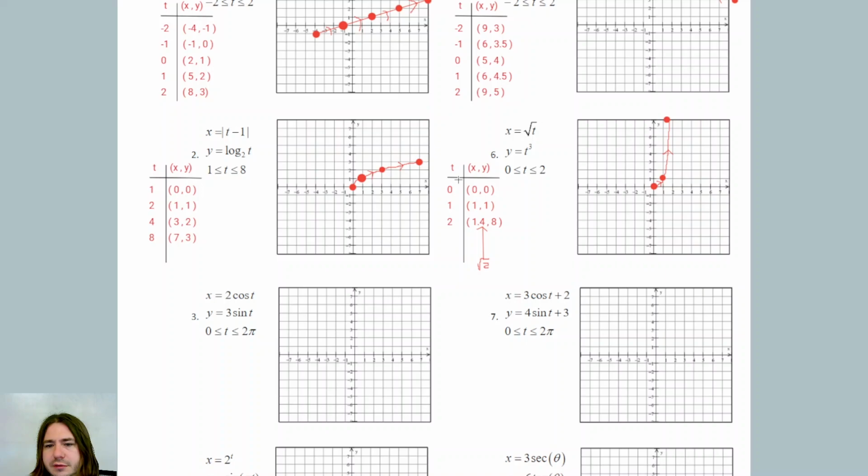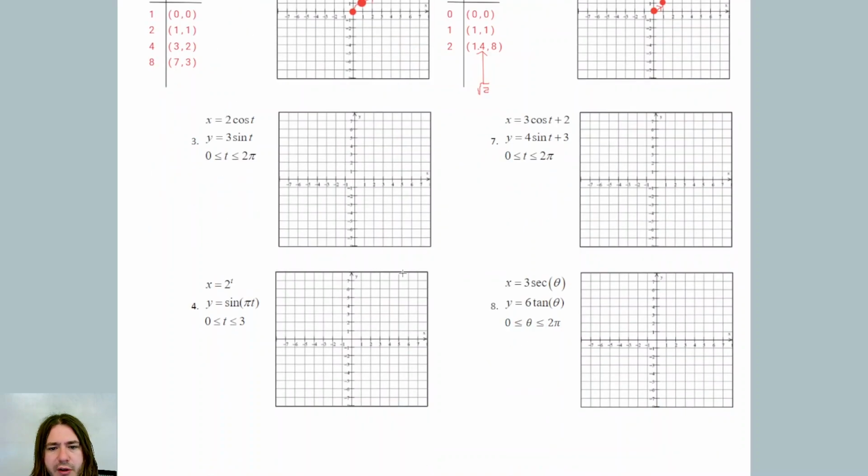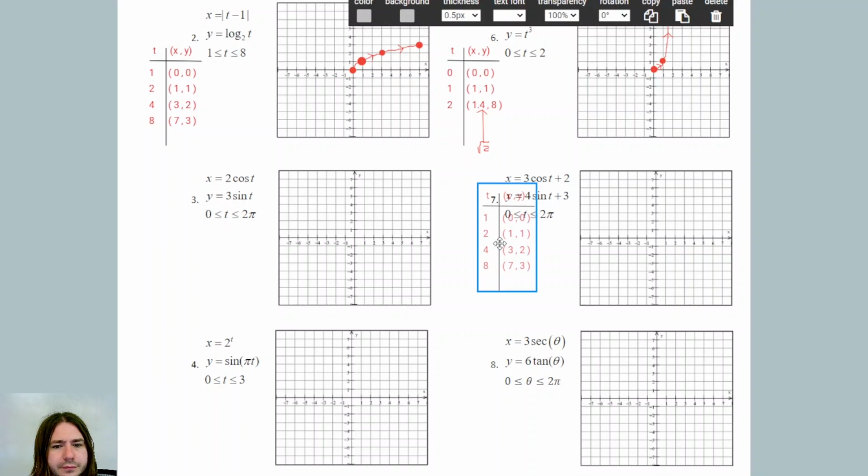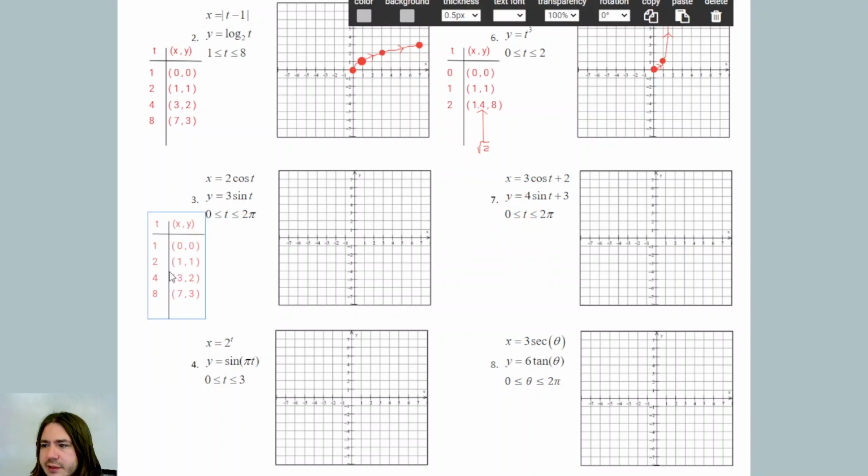Number 3, we're starting to deal with sine and cosine. Ooh, we got some secant tangent stuff going on down here. Oh, that'll be interesting. Let's see what's going to happen with that. So for number 3, I've got 2 cosine t and 3 sine t, and we're going between 0 and 2 pi. So I think what I'm going to do here is just pick some values that I can easily find on the unit circle.